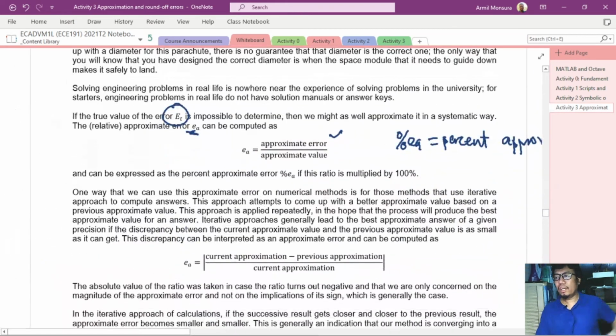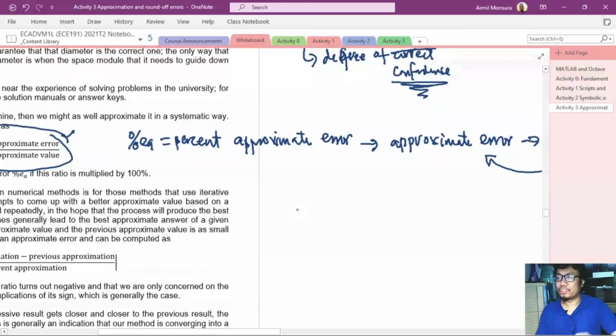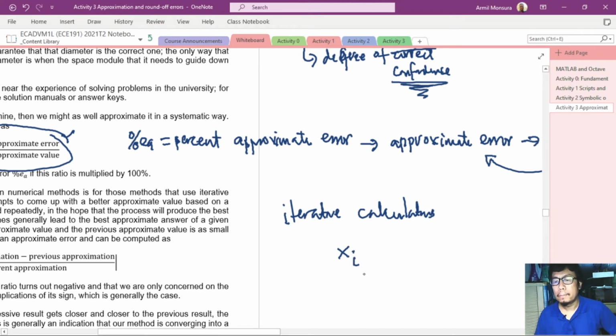Okay? So, para mas madali yung usapan natin. Now, the computation of this approximate error depends on the context that we are putting it into. For example, if we're talking about numerical methods, this approximate error can be applied to iterative calculations. When you say iterative calculations, it means that you have a certain value x which has an index i, so this is the value of x at i, xi.